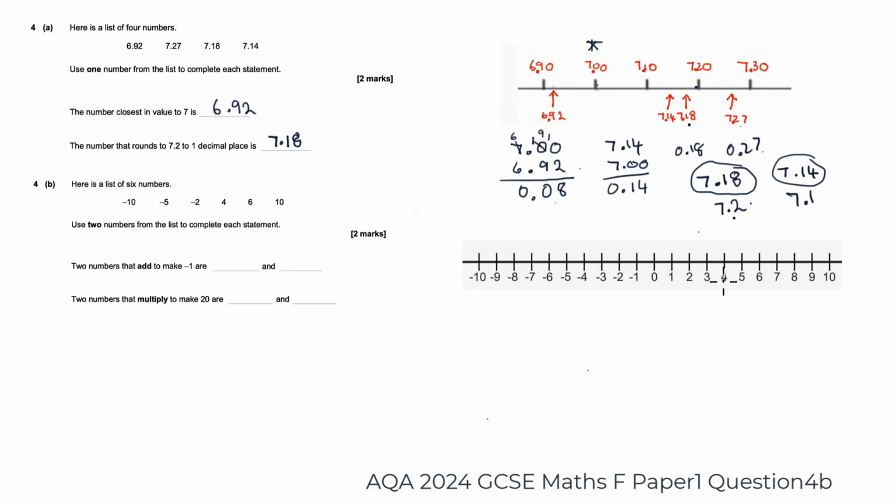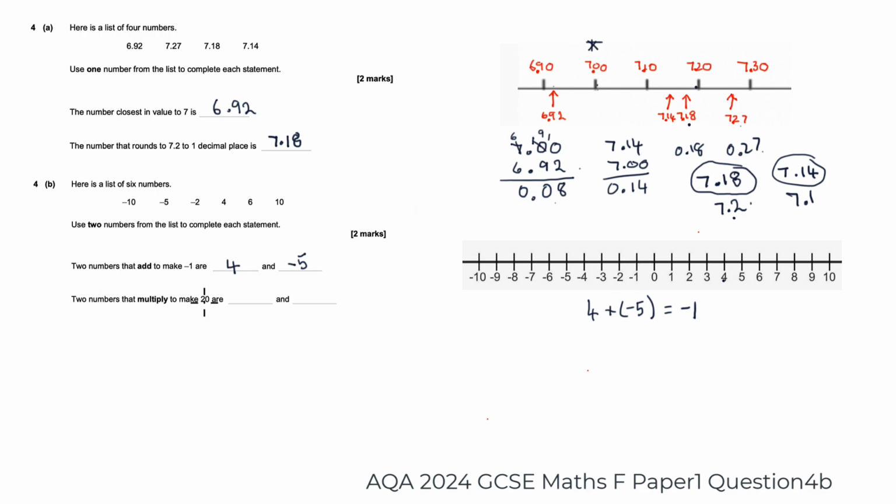What about 4? There's 4. We'd have to go 5 to the left to get negative 1. So we'd have to add negative 5. There is a negative 5. So 4 and negative 5 add up. If we take 4 and we add negative 5, we're going to get negative 1. Starting at 4, 5 to the left on the number line, we end up at negative 1.